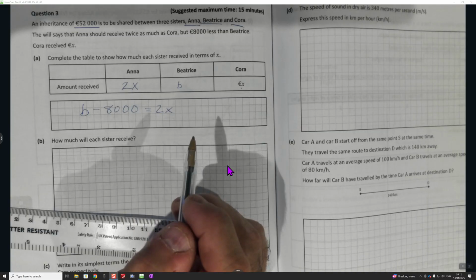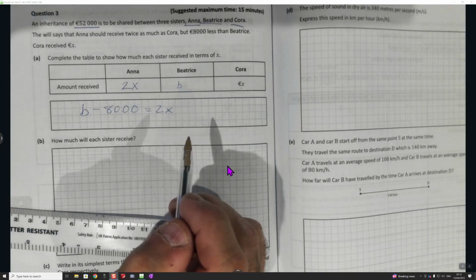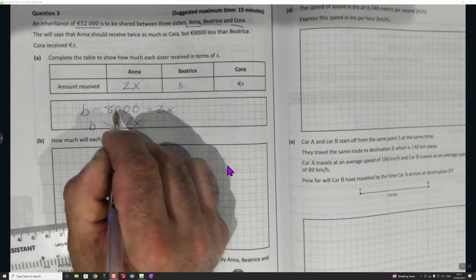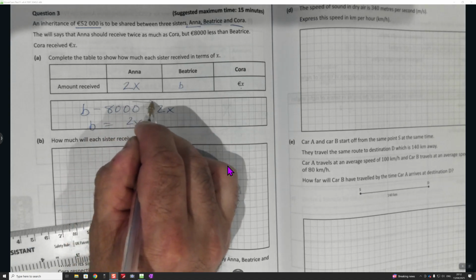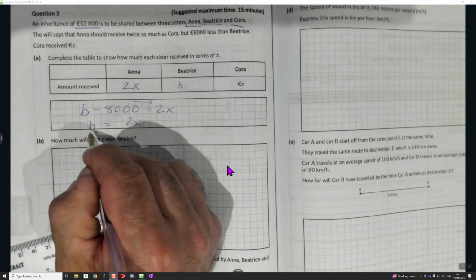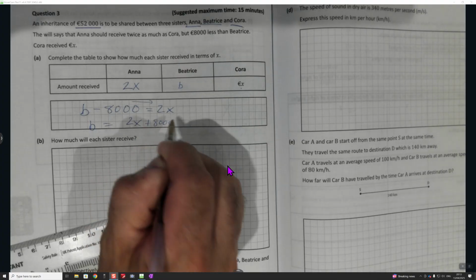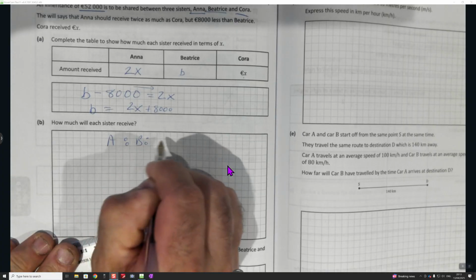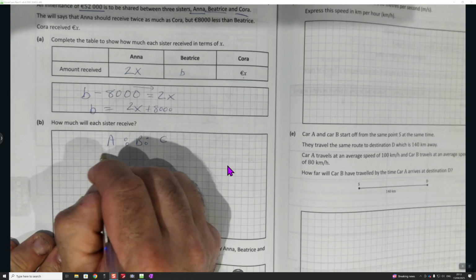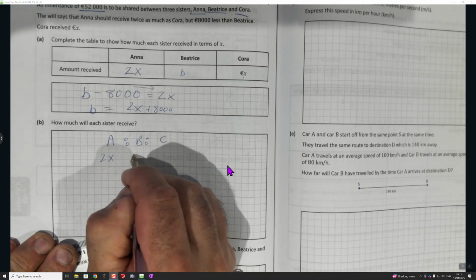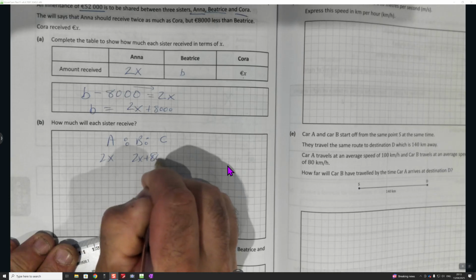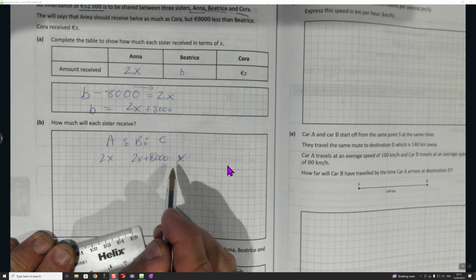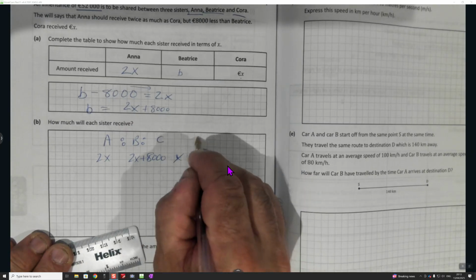Okay, and I think from that we could make B the subject. So B is equal to 2X. Let's transpose the minus 8,000 term across. Let's add 8,000 to both sides. So you get B equals 2X plus 8,000. Okay. So now I have A is to B is to C is 2X is to 2X plus 8,000 is to X. When you add all of these up, we should get 52,000.